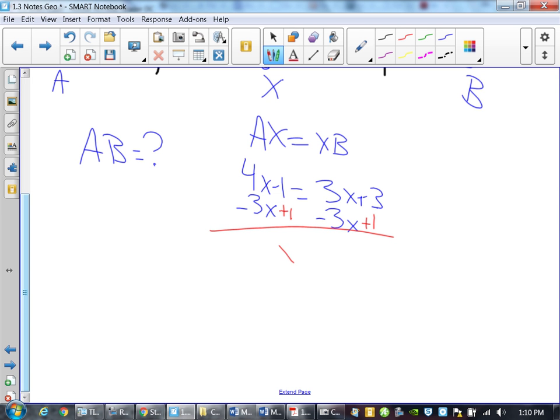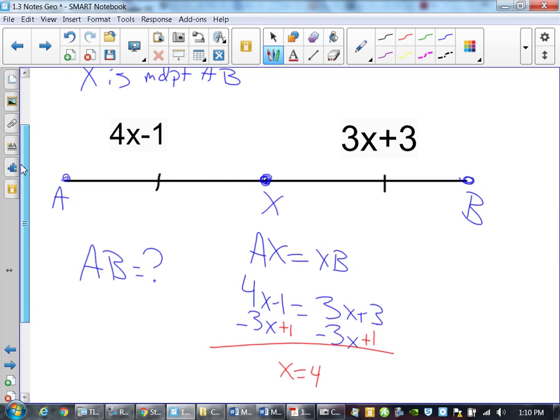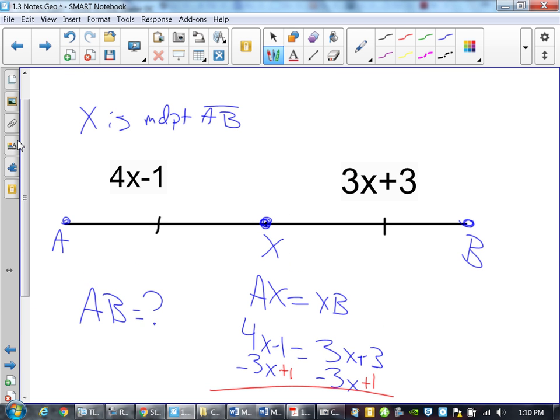You get, so x is 4. Okay. Now if x is 4, what is each individual piece? Make sure we got it right. Each piece isn't going to be 4. We just substitute in. What's 4 times 4? 16. Subtract 1, you get.